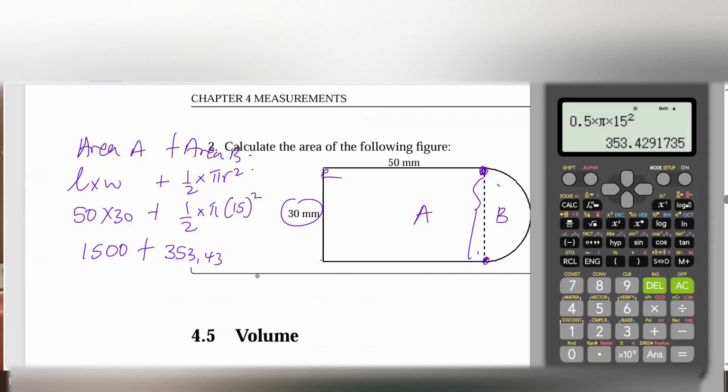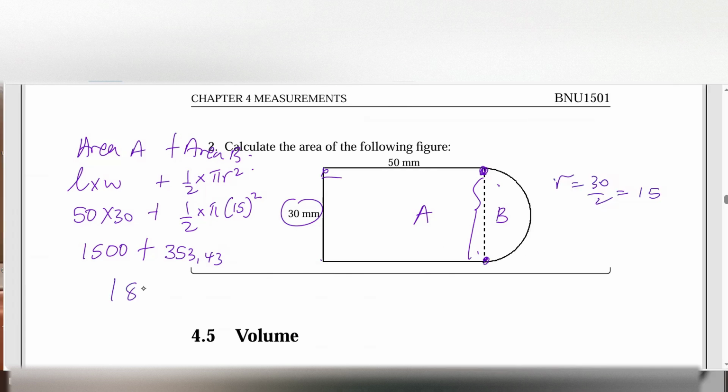353.43. And then we add this up. Okay, I'll say plus the 1.5. So 1853.43. This is going to be millimeters squared. Okay, so that is how that can be worked out.